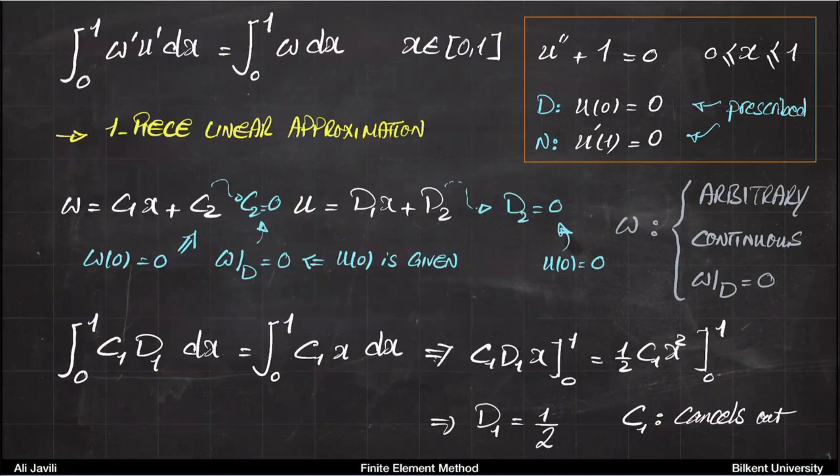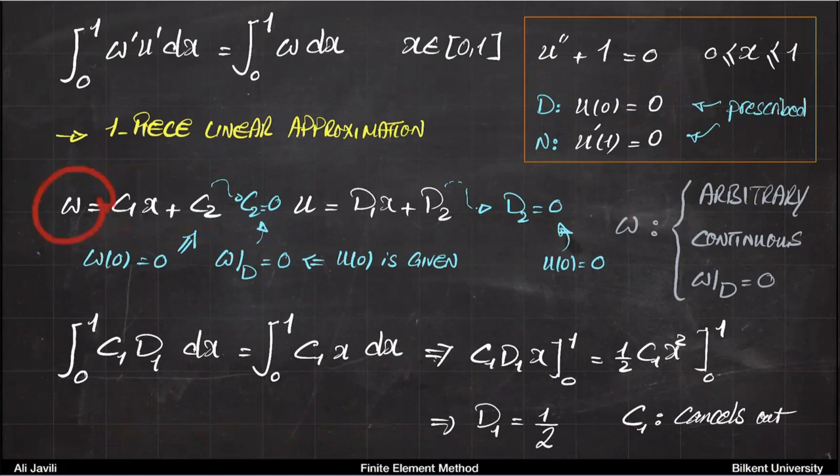All right, so if we had a one-piece linear approximation, if you remember, you take a piece of line between 0 and 1, and a linear function between 0 and 1 would look like this. Remember, it's like f equals mx plus b. This is a linear function. This is exactly that. So it would be c1 x plus c2. That's a linear piece.